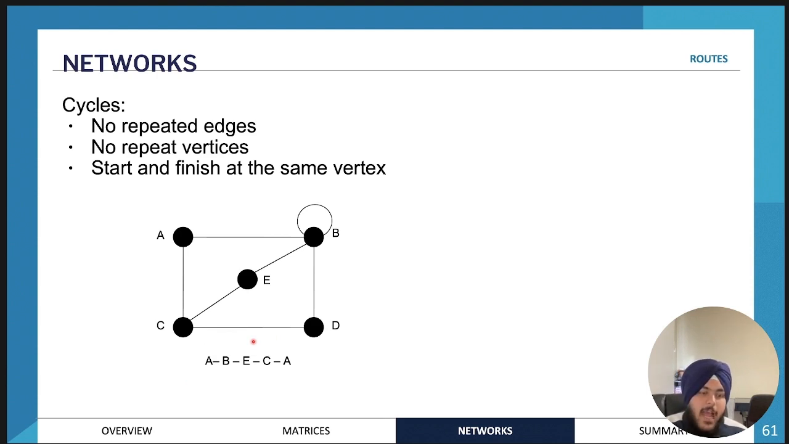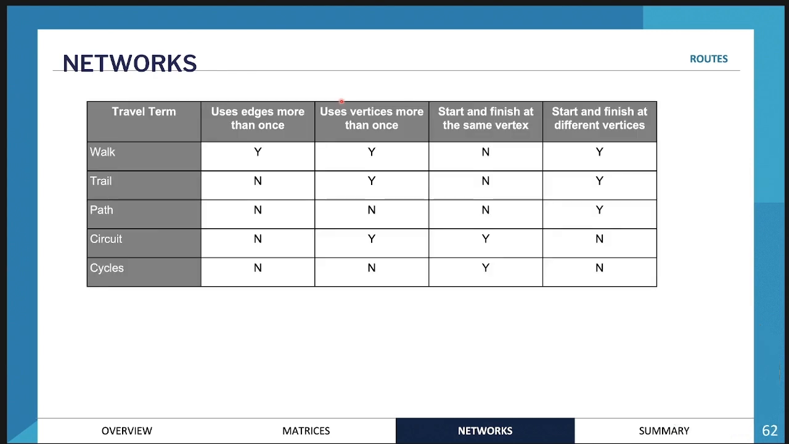And lastly, we have cycles. So cycles are essentially where you are going around the map, but you're not repeating any edges, you're not passing through the same edge more than once, and you're not repeating any vertex. You're not going to the same location more than once, except for when you are at the start and the finish. So a cycle must also start and finish at the same vertex, similar to a circuit. But here, the only difference is that you can't repeat any vertices and you can't repeat any edges.